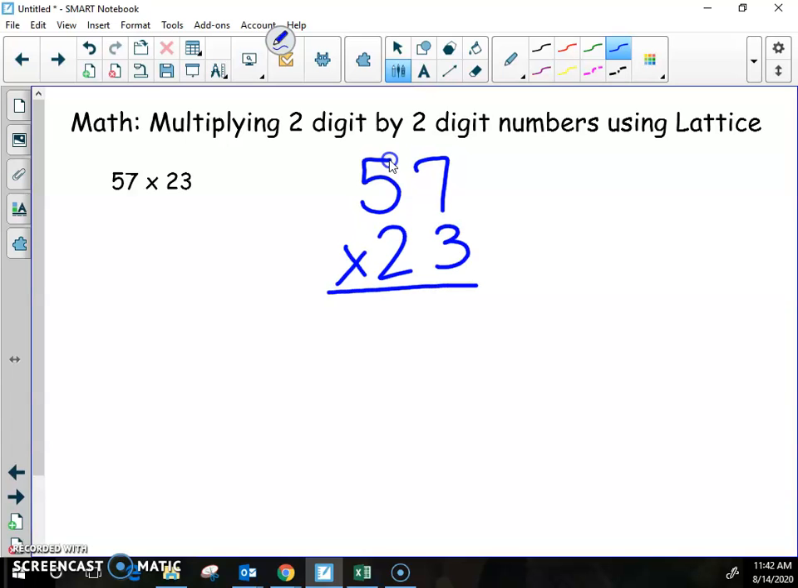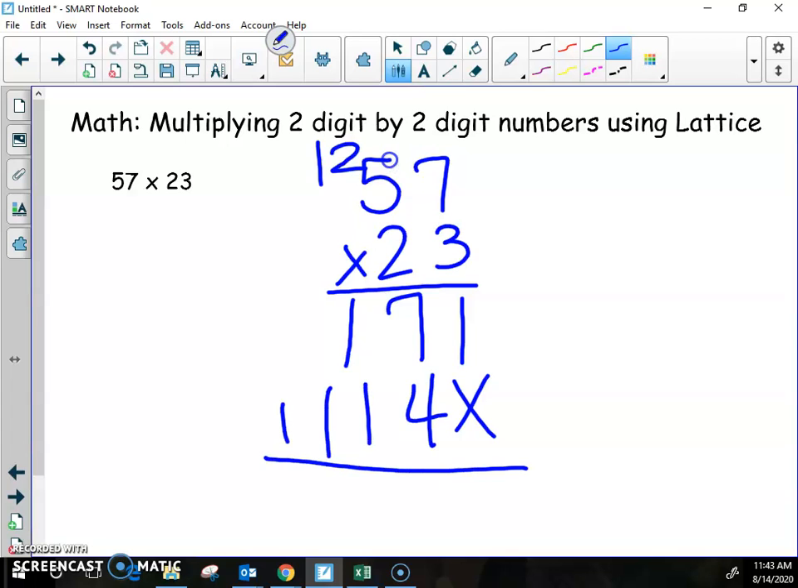So 3 times 7 is 21. Carry the 2. 5 times 3 plus 2 more, 17. Carry the 1 on over. Then we would put a placeholder in, move over. 2 times 7, 14. Carry the 1. 2 times 5, 10 plus 1 more, 11. 7 plus 4. 1 plus 1 plus 1.